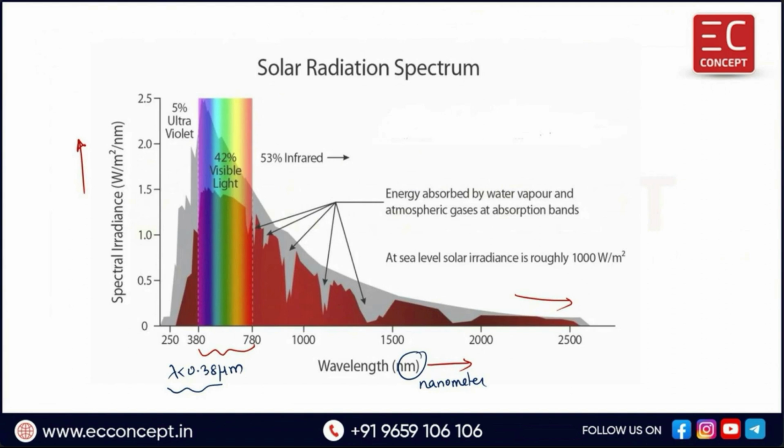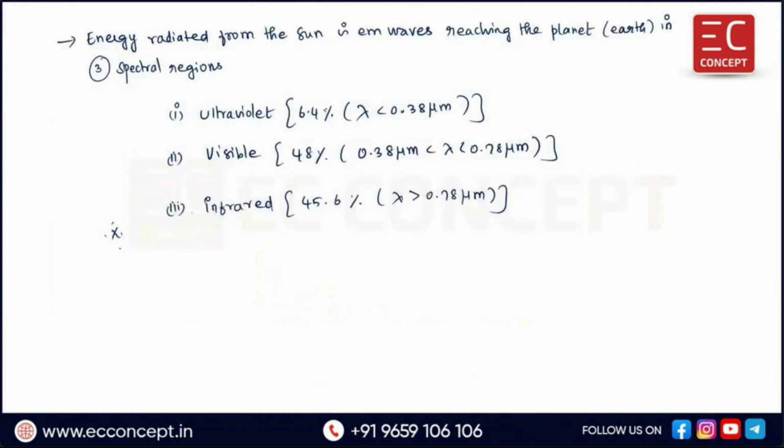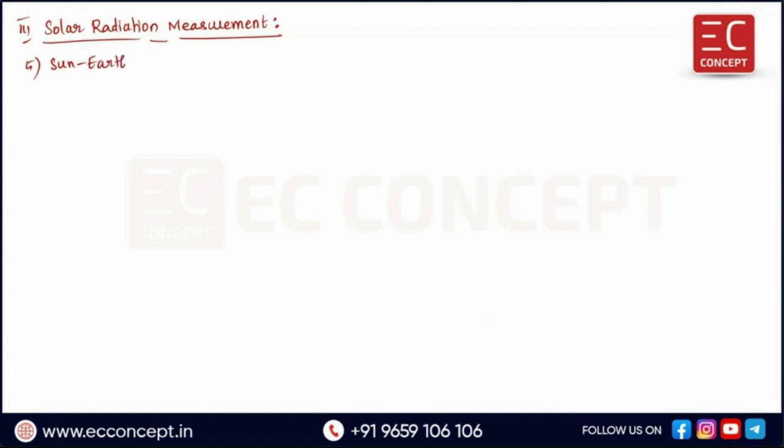Next is sun-earth geometry. What we are going to discuss now is the third part, solar radiation measurements. In the spectrum we saw which light lies in which range; this is the spectrum of solar radiation. The next part is solar radiation measurement, and in it the fifth one is sun-earth geometry.